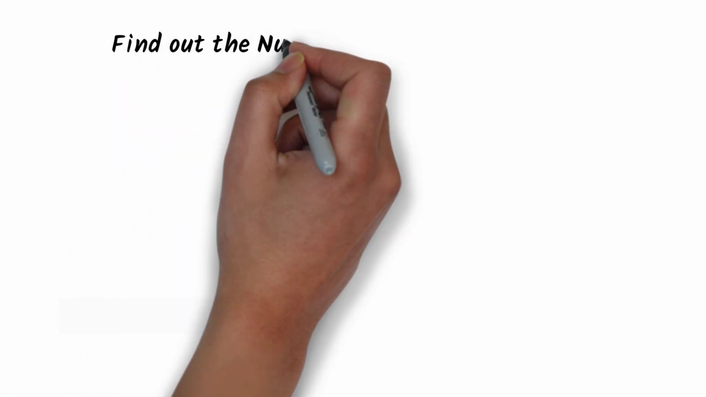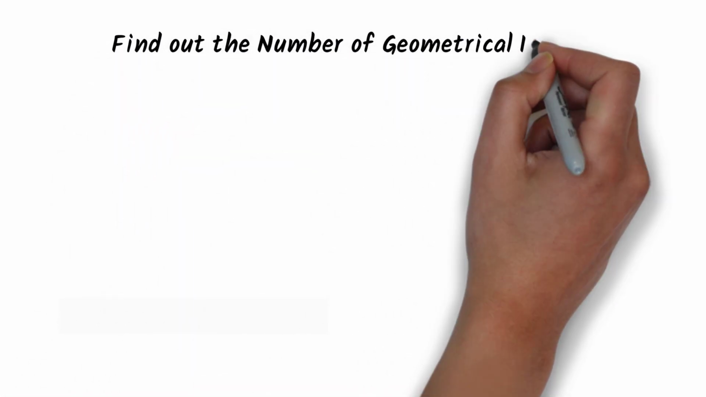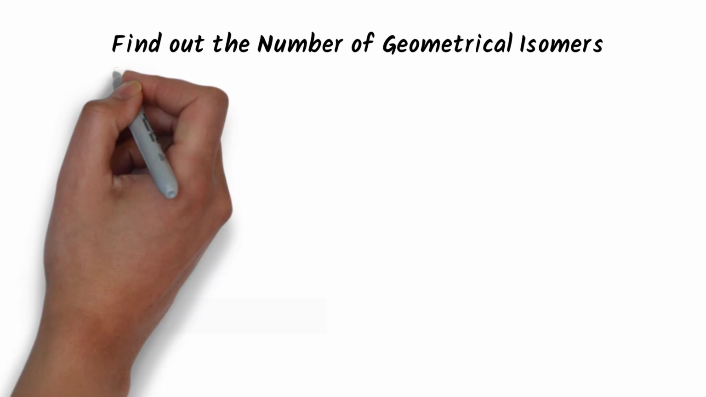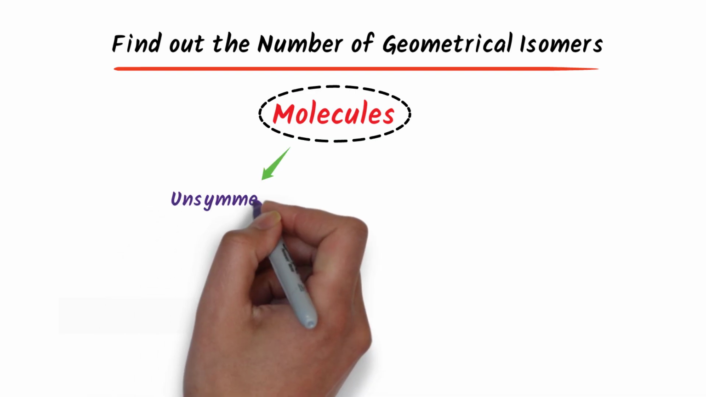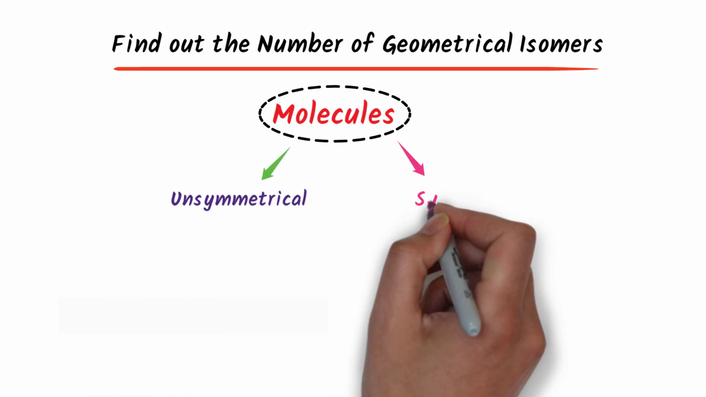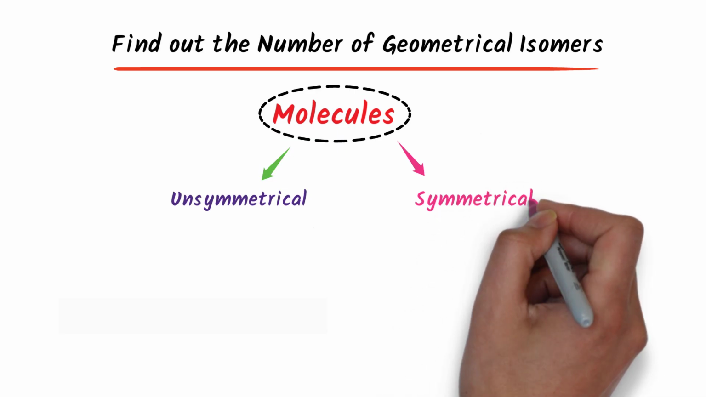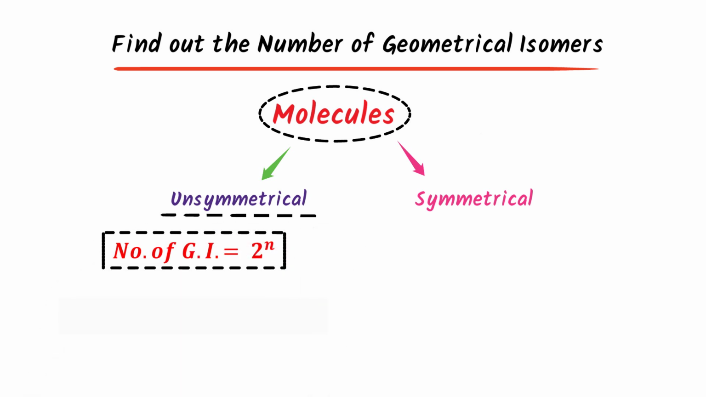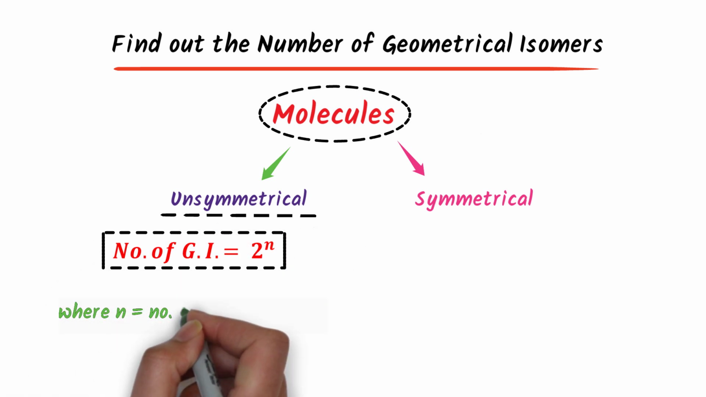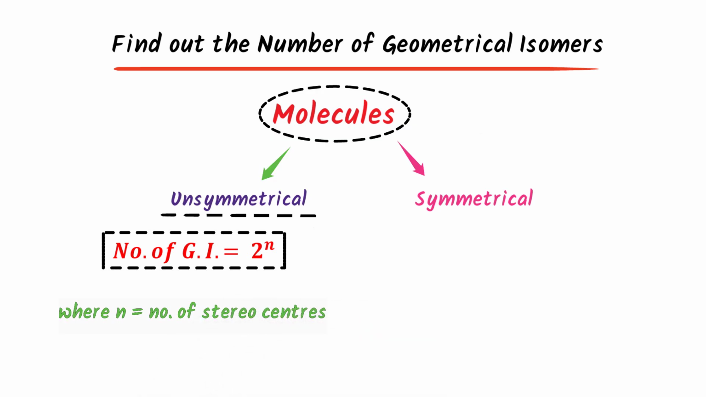Welcome back. Let's talk about how to find the number of geometrical isomers in a molecule. As you know, molecules can be either unsymmetrical or symmetrical depending upon the connectivity or the structure of that molecule. If the molecule happens to be unsymmetrical, then the number of geometrical isomers is given by this formula. That is, the number of geometrical isomers will be equal to 2 raised to the power n, where n is the number of stereocenters in that molecule.